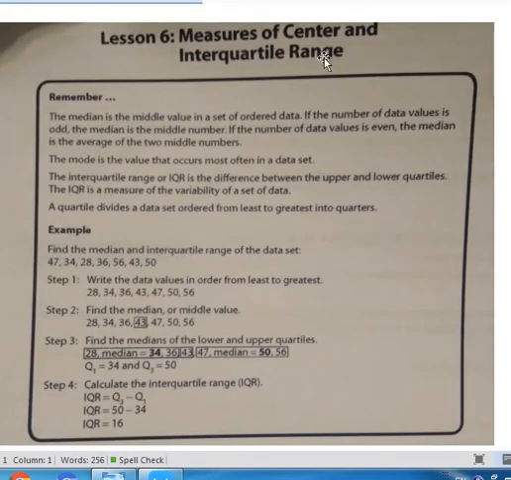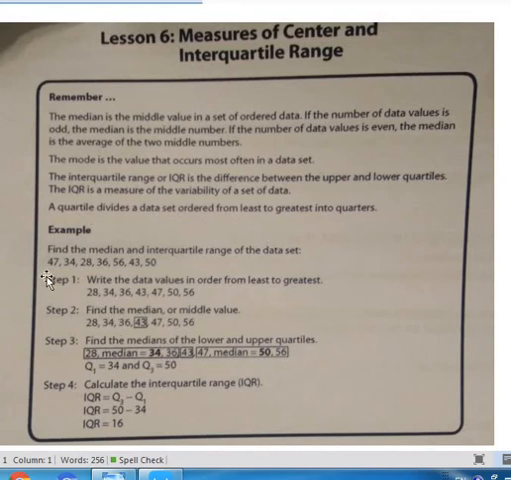Moving to the measure of center and interquartile range. Remember that the median is the middle value in a set of ordered data. If the number of data values is odd, the median is the middle number. If the number of data values is even, the median is the average of the two middle numbers. The mode is the value that occurs most often in the data set. Interquartile range, or IQR, is the difference between the upper and the lower quartiles. The IQR is a measure of variability of a set of data. A quartile divides a data set ordered from least to greatest into quarters.